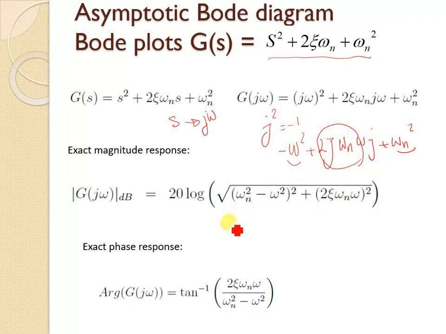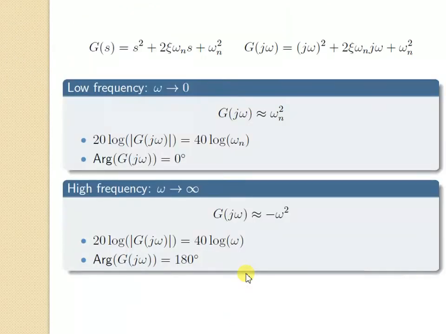That means the magnitude will be the square root of the real squared plus the imaginary squared. The magnitude in decibels will be 20 logarithm of the magnitude, and the phase will be the arctangent of the imaginary divided by the real. Then we will check different omega and draw the system.